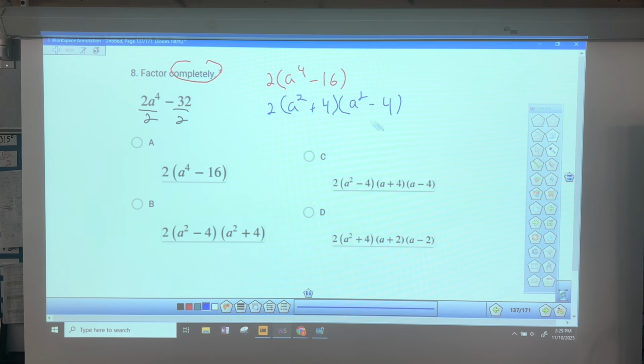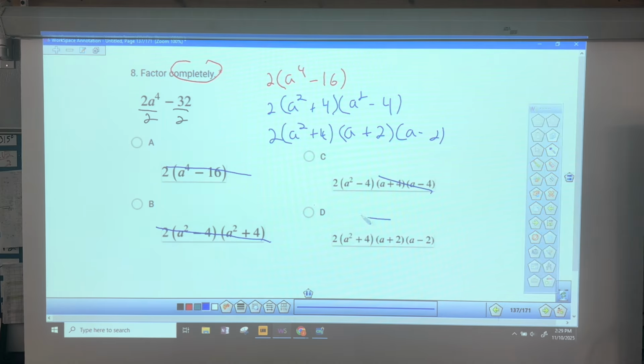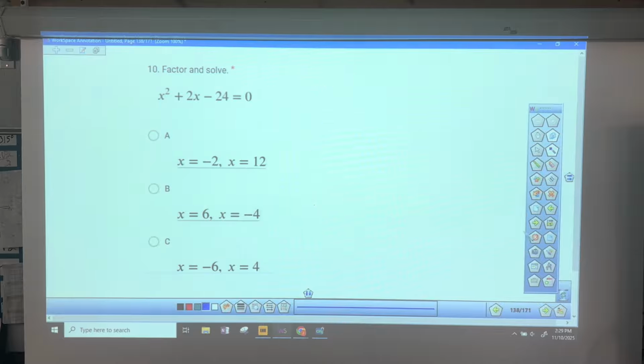We can factor this one more time. So notice this one here isn't our final answer either, because we can factor that difference of squares. It's going to be a plus 2, a minus 2. And the a squared plus 4 is prime underneath the real numbers. So it's going to be choice D, factored completely.